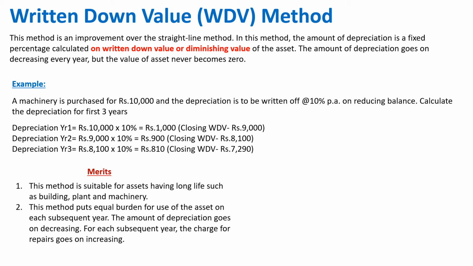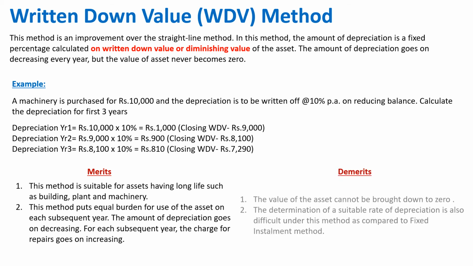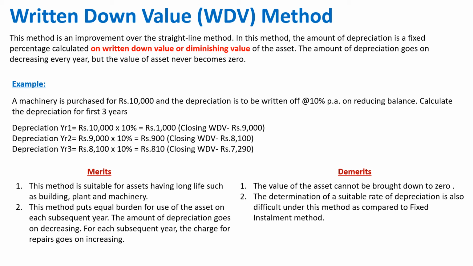So this was a demerit in case of SLM method, that the depreciation is equal every year, and when the repair cost increases at the end of the year, the absorption of the cost from the asset is higher. Whereas in case of WDV, as the depreciation goes down towards the end of the life of the asset, and at that time if the repair is higher, then the cost burden on the organization is not high. Coming to the demerit, the value of the asset cannot be brought down to zero.